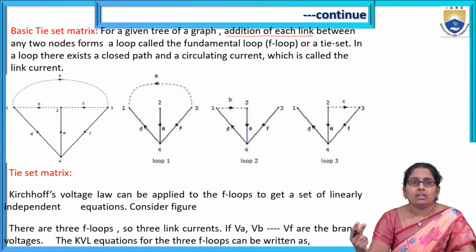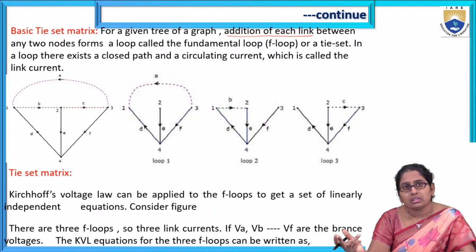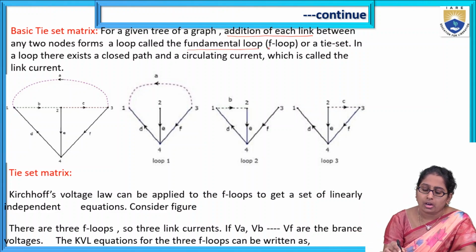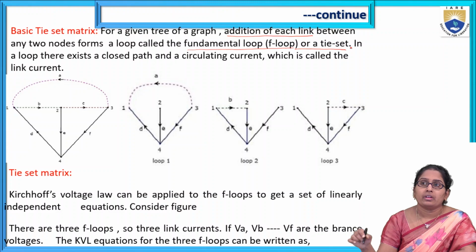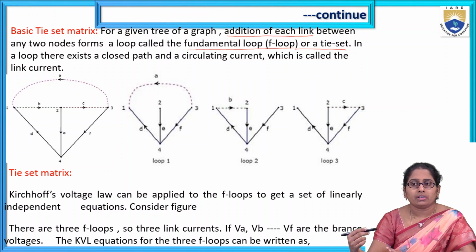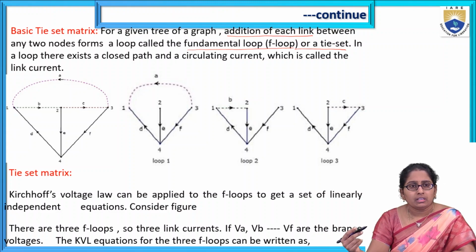it forms a loop. Loop means a closed path. Which is called a fundamental loop or tie set. So if a tree is given, we have to consider the tree. Basically, to write down the tie set matrix, we have to take the tree.